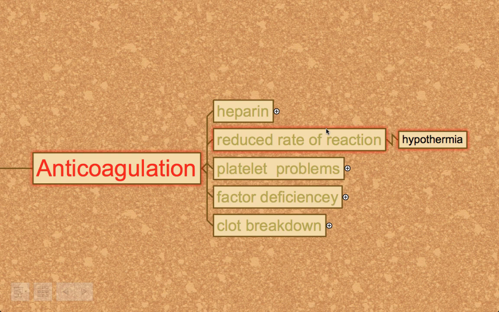Now, that said, it may be worth pointing out that the tests we run at the bedside and in the lab warm the samples up to 37.